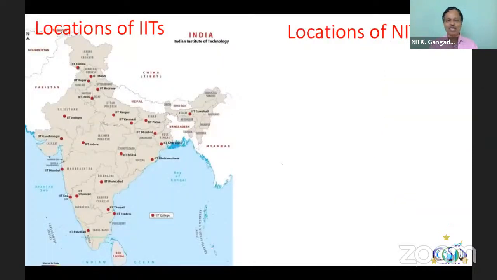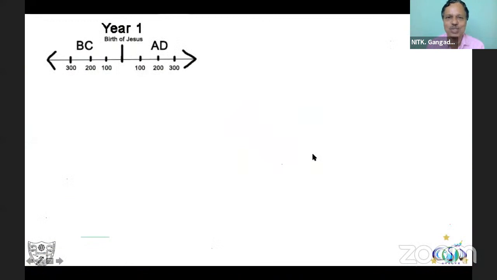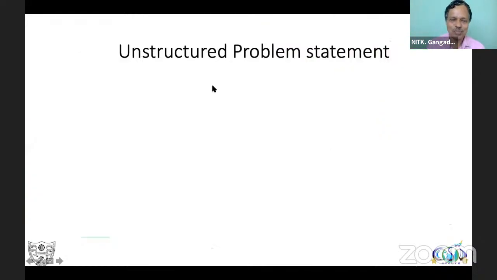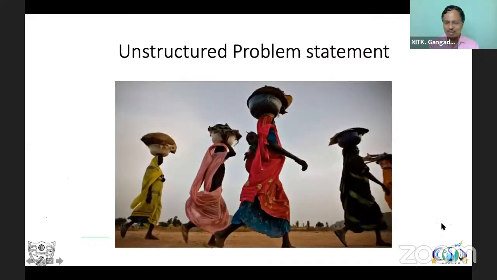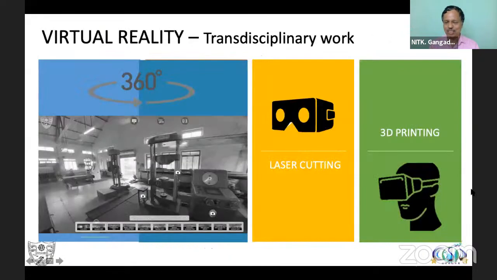Just have a look at the location of IITs and NITs. And I'll just quickly mention, I'm sure that you have seen this. This is the way in which all of us have been struggling both to teach as well as to learn. And I'm sure you remember BC and AD as a year. And now probably we'll be looking at BC as before COVID, during COVID and after COVID. So with this, I just move forward. With this, I should wind up and allow you to ask questions.